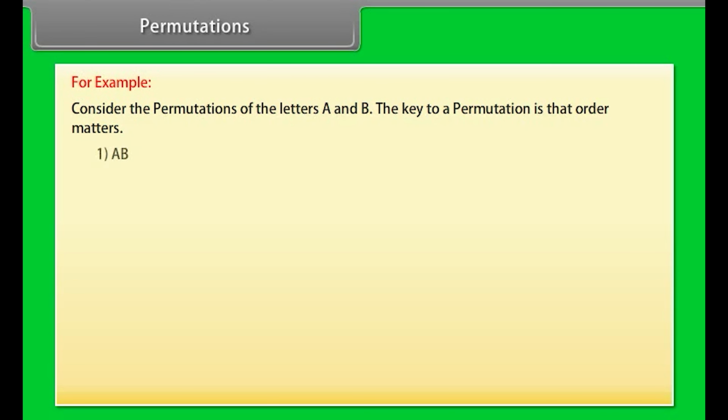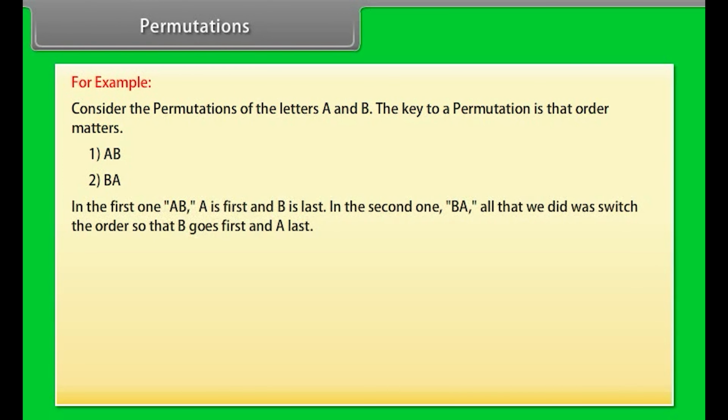1. AB. 2. BA. As you can see, the only difference between the 2 permutations is the order. In the first one, AB, A is first and B is last. In the second one, BA, all that we did was switch the order so that B goes first and A last.